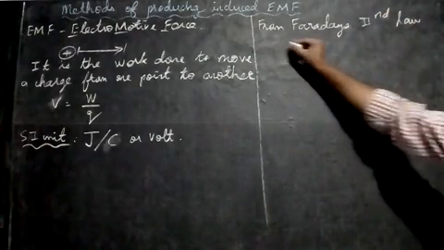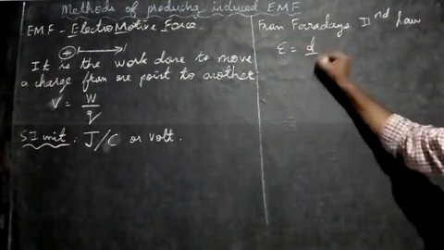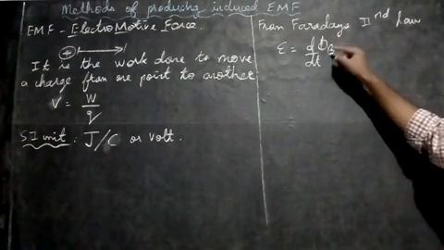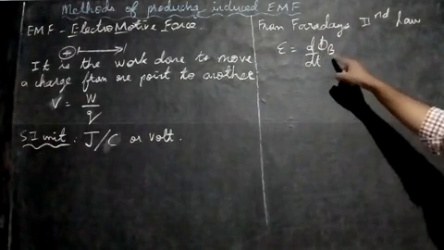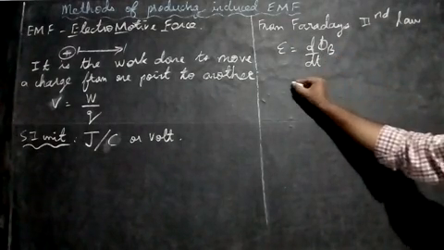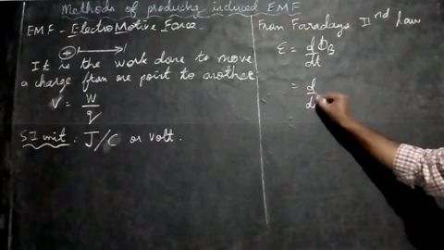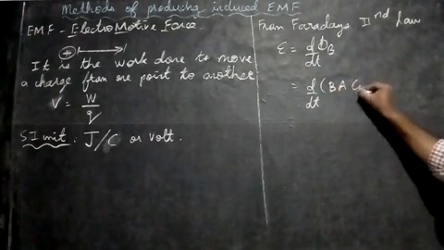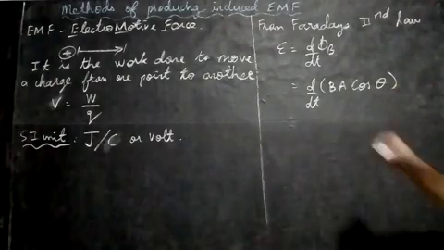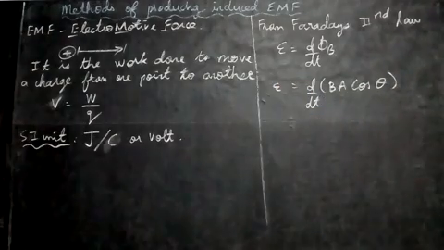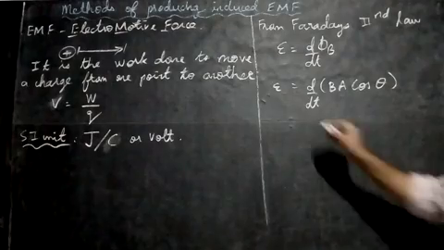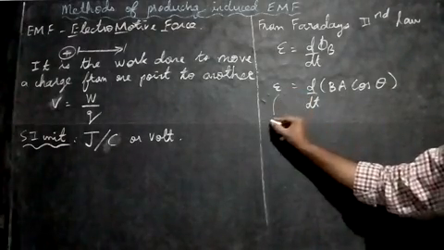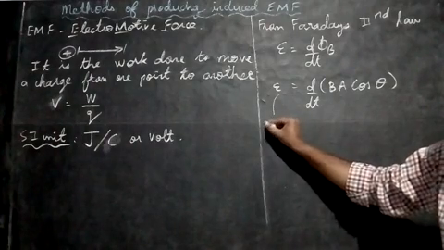We have the EMF produced, that is E equal to d by dt of phi B. That means if the magnetic flux changes, then we can produce EMF. Here the flux is B A cos theta. In this equation, what does each term mean? This epsilon means the EMF.